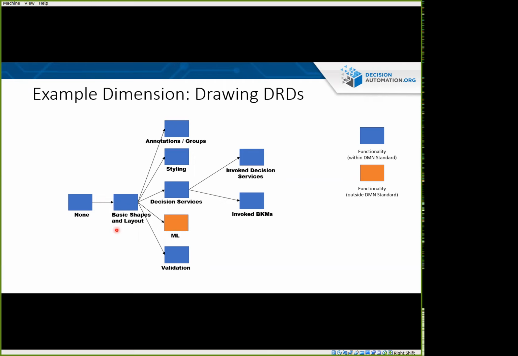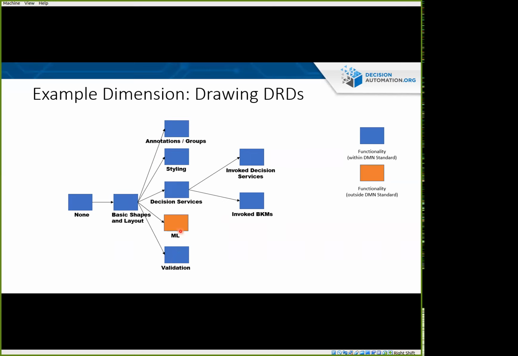So you can see we'll require basic shapes and layout, and by that I mean input data, decision, and knowledge source. We require these three things in order to support any of these. For example, annotations and groups, styling, and decision services, which are further enhanced into invoked decision services and invoked business knowledge models. And validation, that is to say, we can only build DRDs which are valid. We can't make inappropriate connections between the nodes of a DRD.